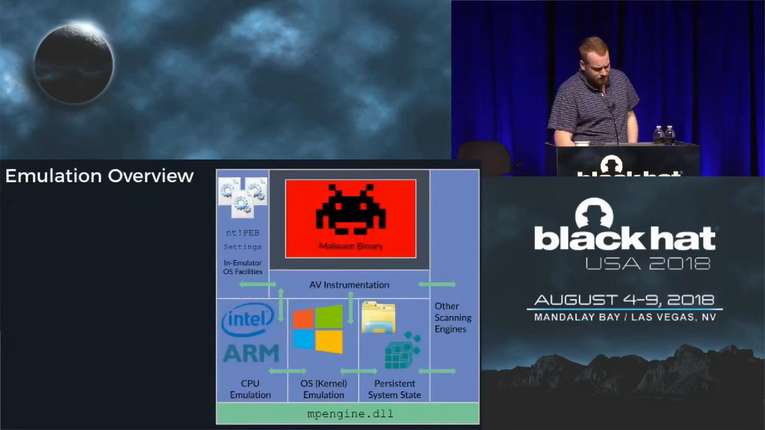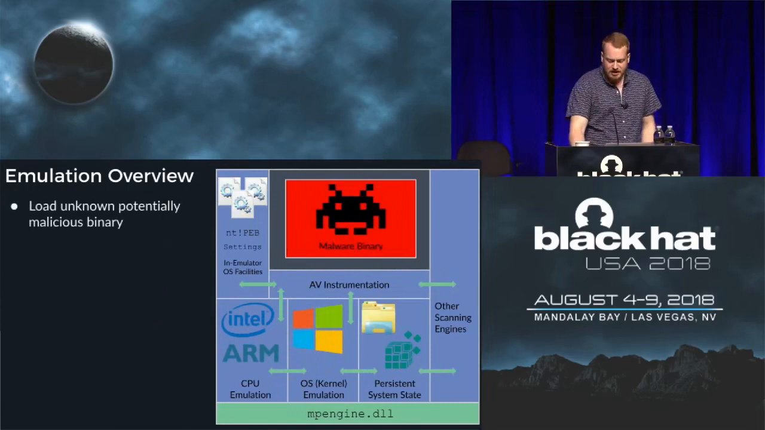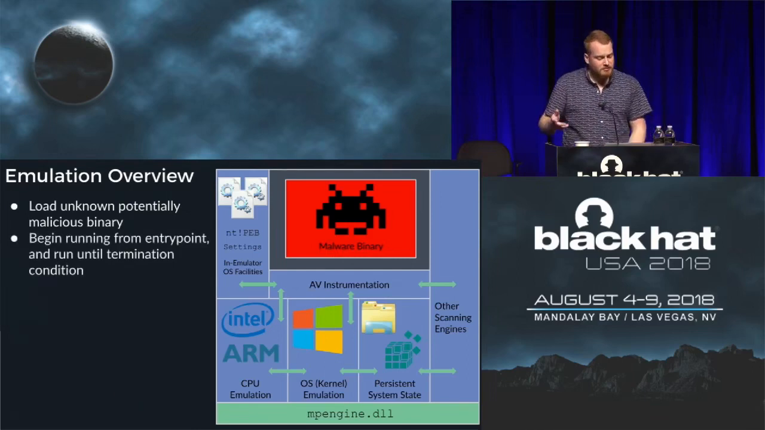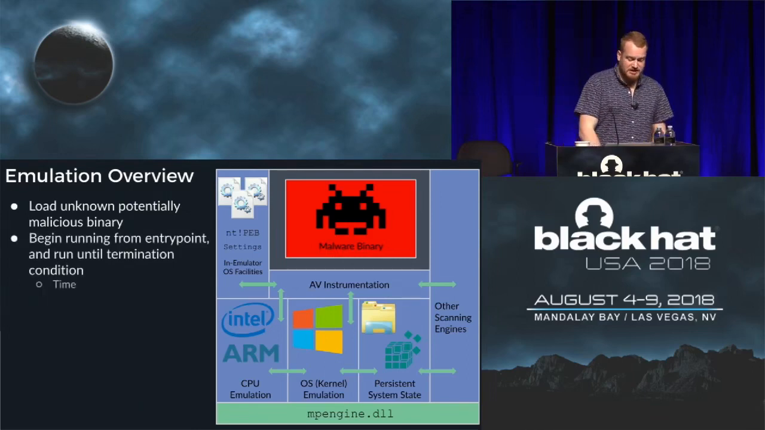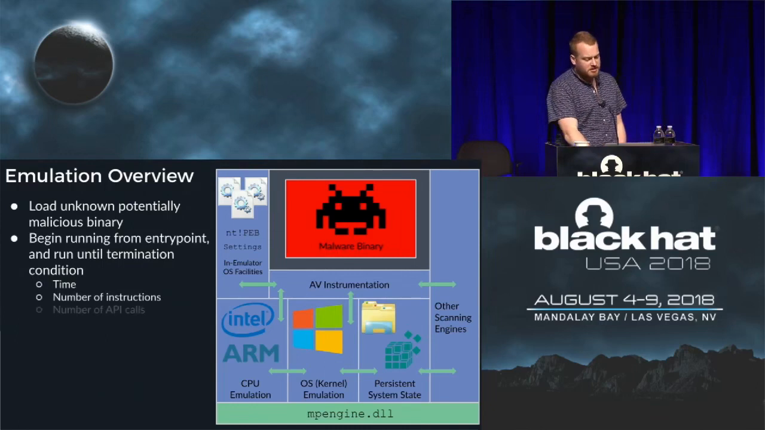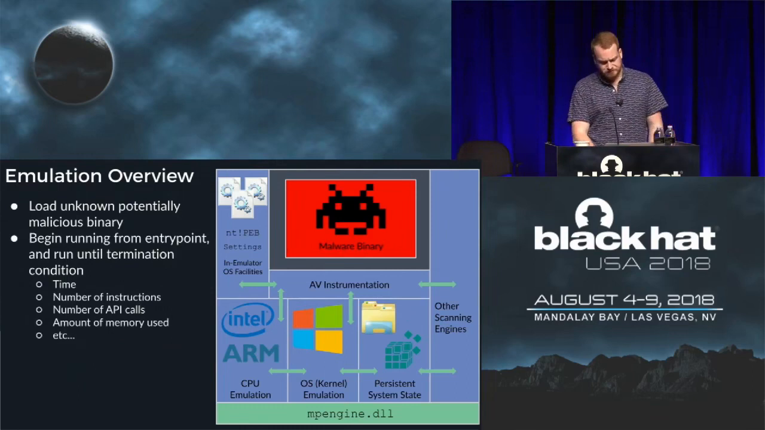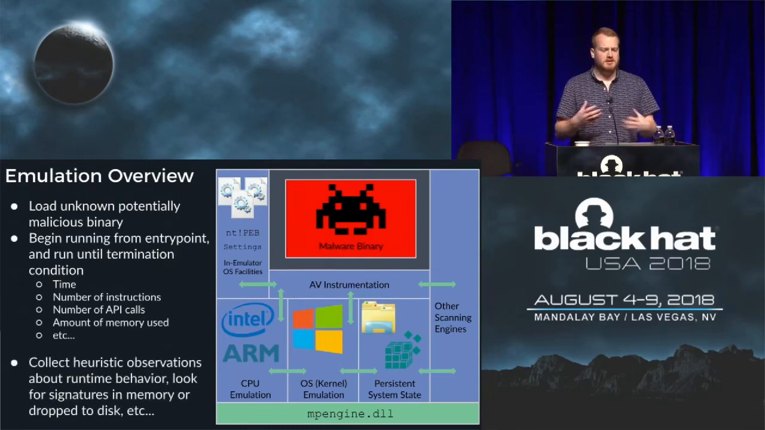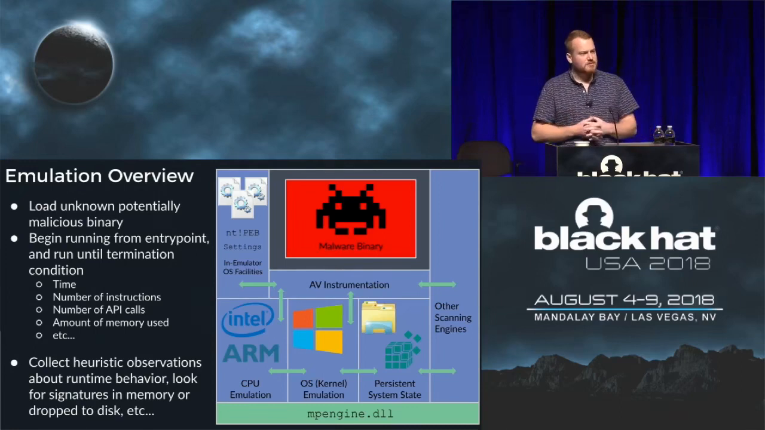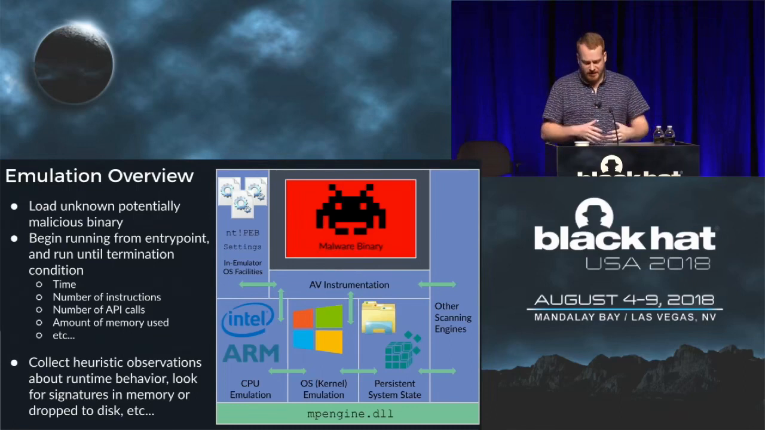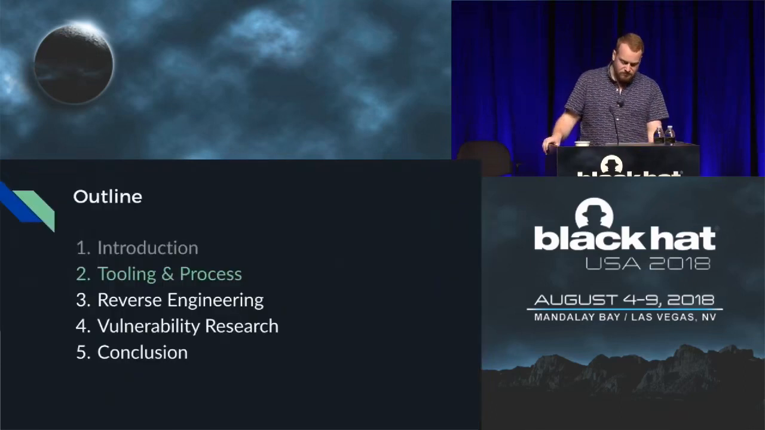So, an overview of emulation. You're going to take a potentially malicious unknown binary, load it into the virtual memory space of your emulator, begin running from some entry point, and run it until a termination condition such as time, number of instructions executed, number of API calls, amount of memory used, etc. Throughout this process, you're collecting heuristic observations about the malware's runtime behavior, looking for signatures in memory or dropped to disk, or anything else you can use to detect malware that you can't detect with a single static hash.